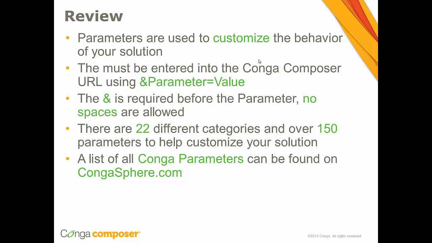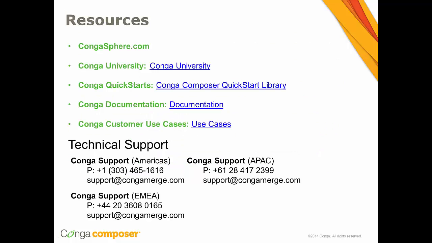And also, we learned you actually have to spell the values correctly when using the parameters, because Conga Composer will not understand that value unless it's a recognized value that we have created. There's 22 different categories available for you on our support site under the Customize tab. Our support site is congasphere.com, and there's over 150 different parameters you can use to customize those solutions. So just make sure you reference that. So congasphere.com and go under Customize, and you should be able to get access to a list of all those parameters.